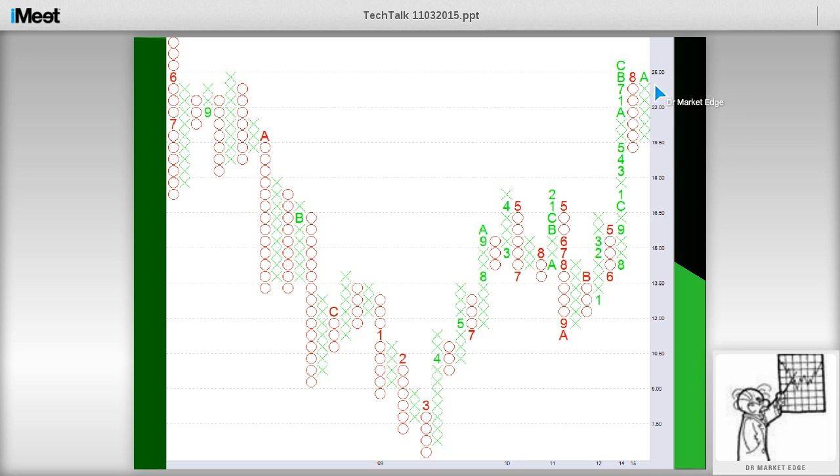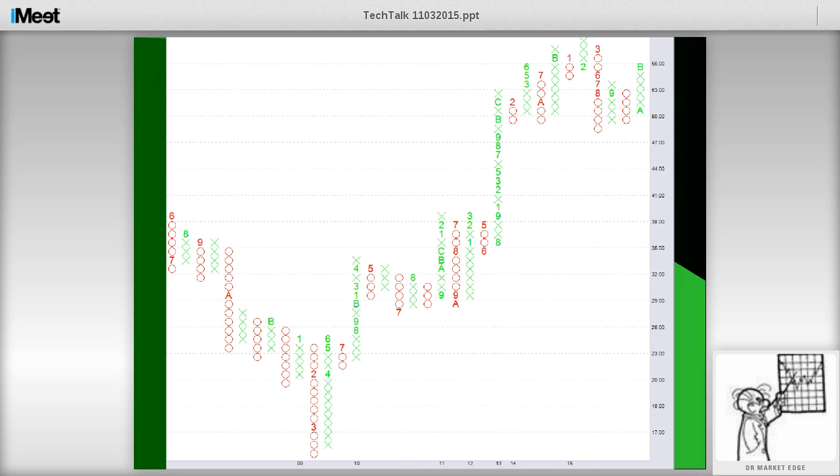Now, on the downside, if we would see a pullback in the financials that would break below $19, that would signal a sell on that. So that's how you get your buy and sell signals on the point and figure charts. Okay, next we're going to look at another sector in a bullish trend.